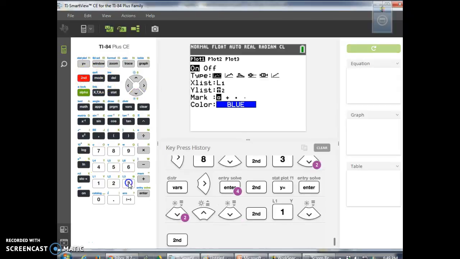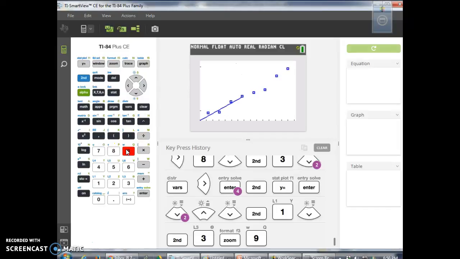So I need list 3 here. I have my year since 2000 versus my log of my fees. So zoom 9, and I ran the regression on that same data, and it fits it pretty nicely. You can see that there's pretty equal scatter above the regression line and below it. Looks pretty good. So let's go ahead and analyze this regression.